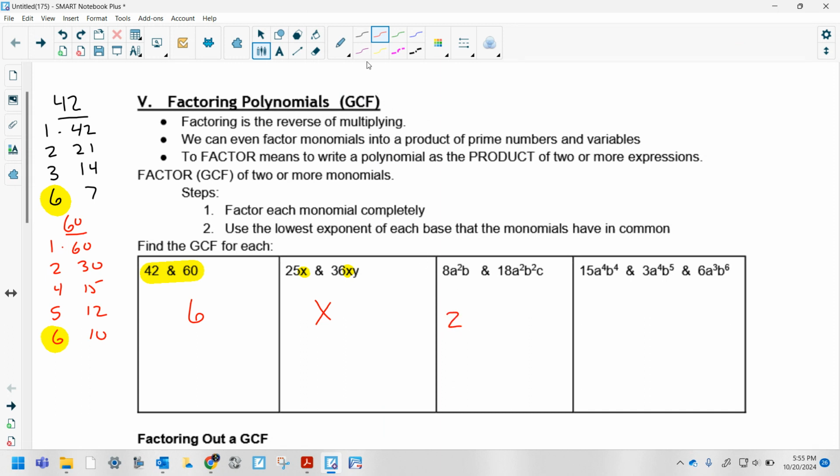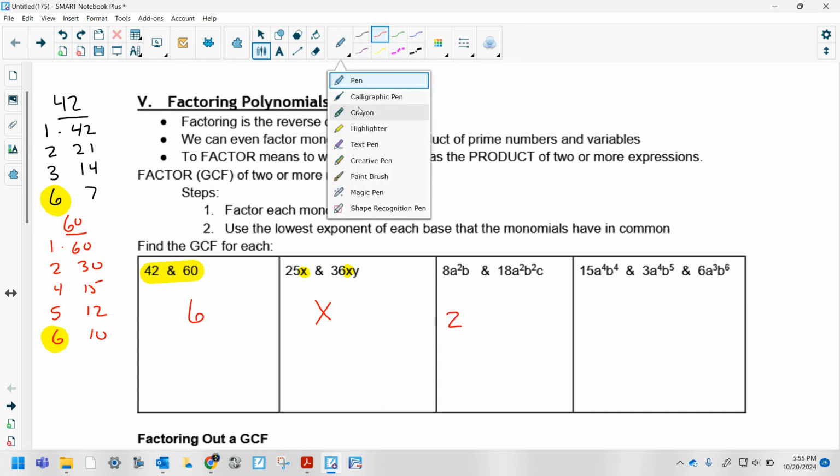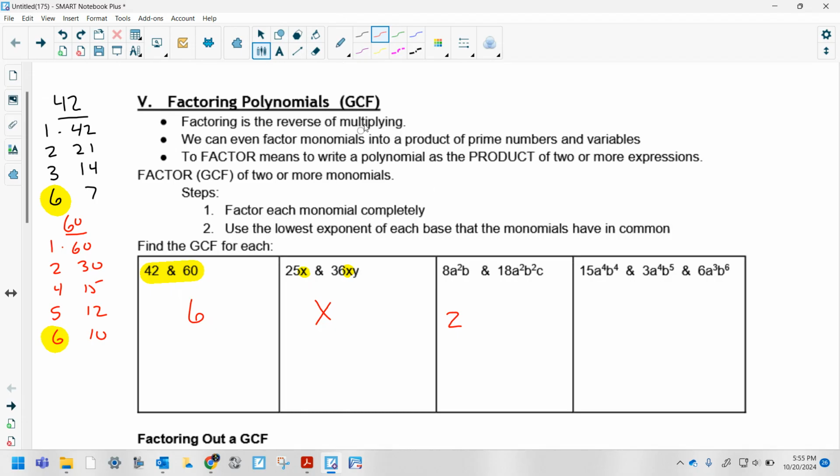Now let's look at the letters. I see an A in the first one. Do we have an A in the second one? We do. Now what are the exponents for them? We have A squared and A squared. So A squared is really A times A. And they both have A squared. So they have A squared in common. So we can bring the GCF down with the A squared.